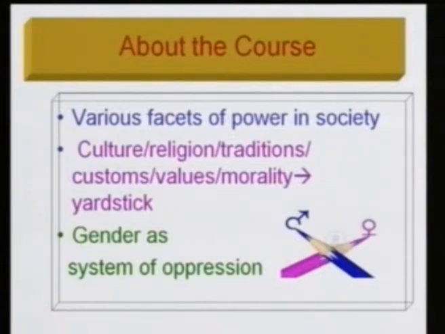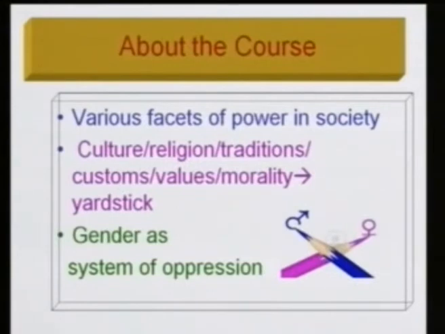The course talks about various facets of power in a society, as to how power displays or manifests in our society. The course also covers the yardsticks which are culture, religion, tradition, customs, values, morality, and how gender is embedded, how gender is seen through these yardsticks, and power is manifested through these socio-cultural yardsticks.